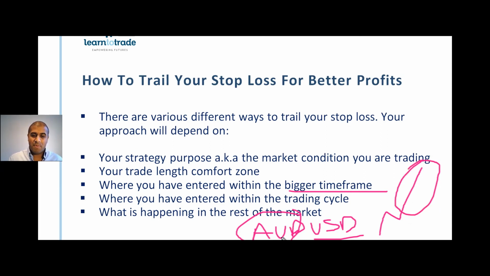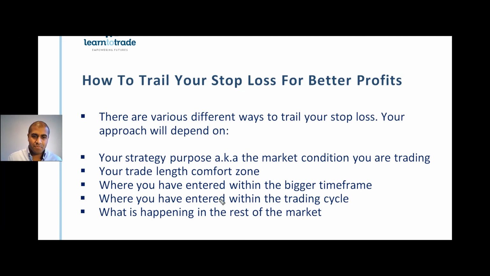because if everyone's buying Aussie, then that trend is going to last for quite some time. But if people are only buying Aussie against the US dollar and they're selling Aussie against everything else, then maybe this trend isn't going to be as long or as large as I want it to be. So maybe I'll just go for a fixed reward to risk target, and come out at the next level of resistance or support or something like that. All right. So understanding what's happening in the rest of the market is very important.